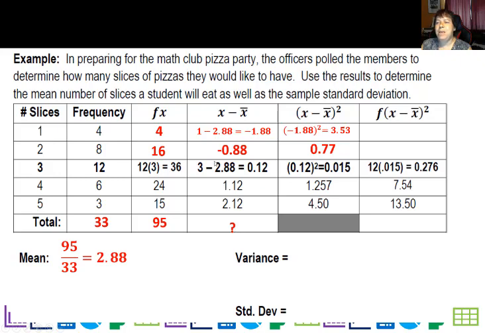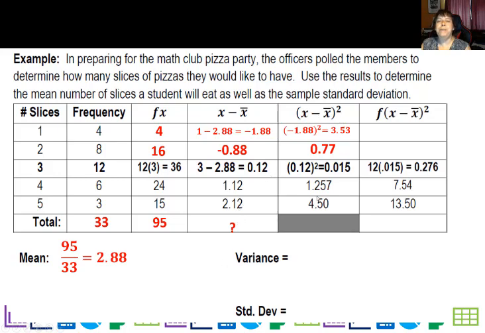Why is that? Well, this is one deviation for the one student who ordered 1 slice of pizza. The negative 0.88 is the deviation for one student who ordered 2 slices of pizza. Because these are lacking the frequencies, I'm not getting the 0. But if I actually multiplied this by 4, this by 8, this by 12, this by 6, and that by 3, and added them up, I would actually get 0.